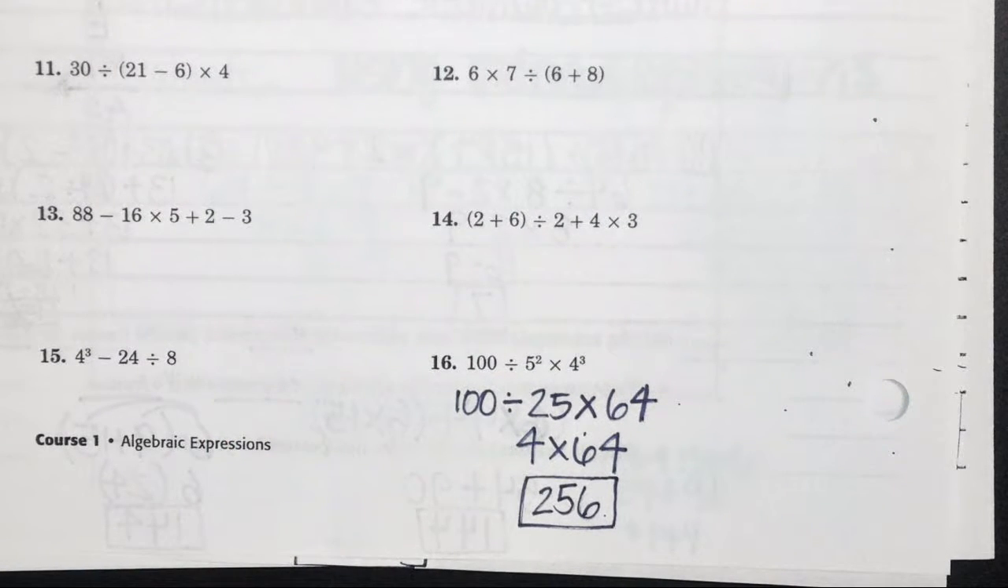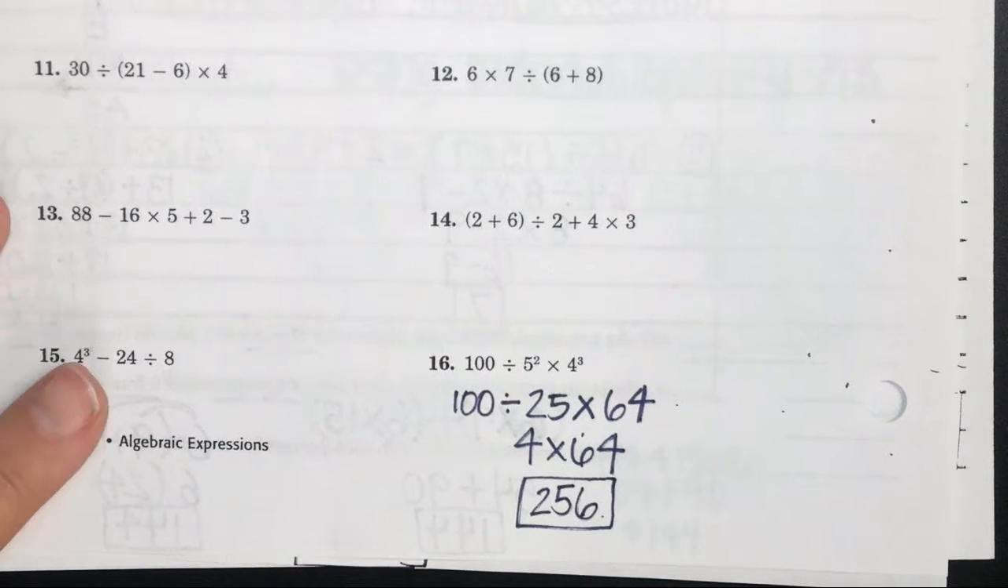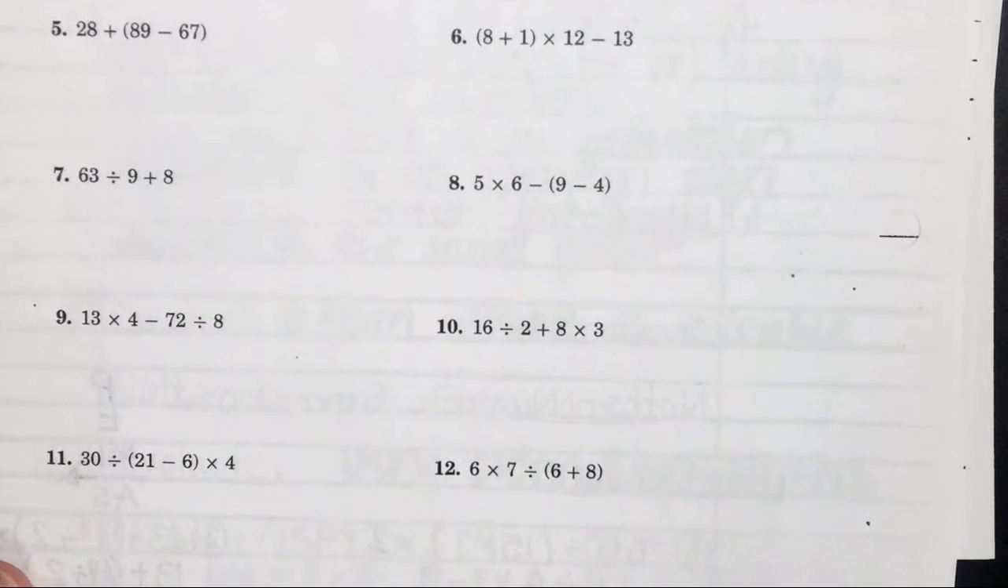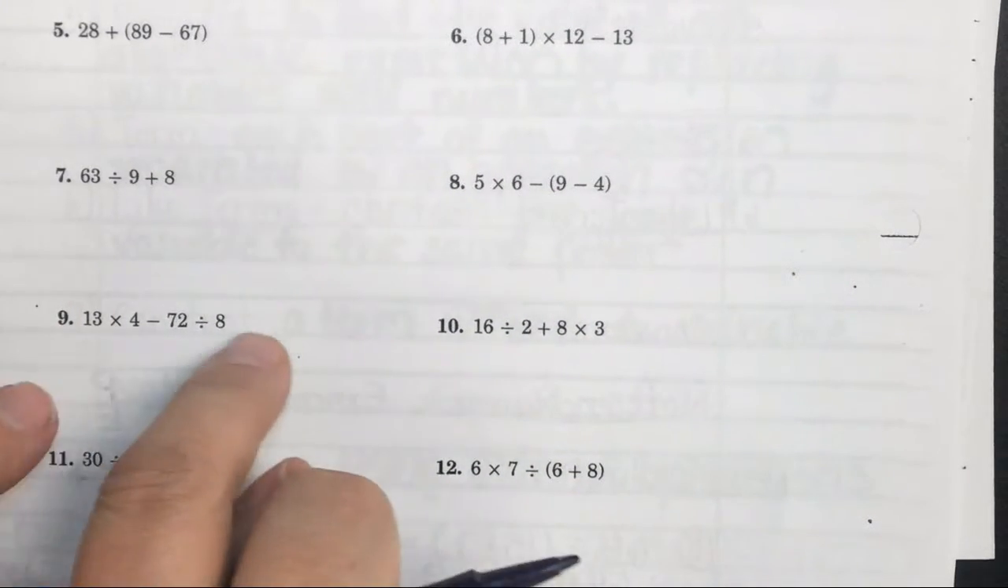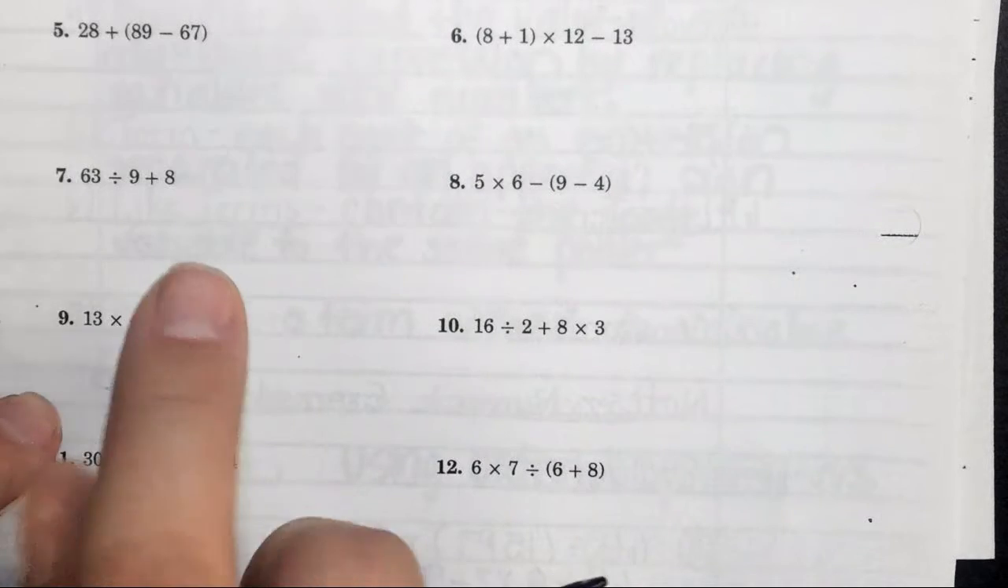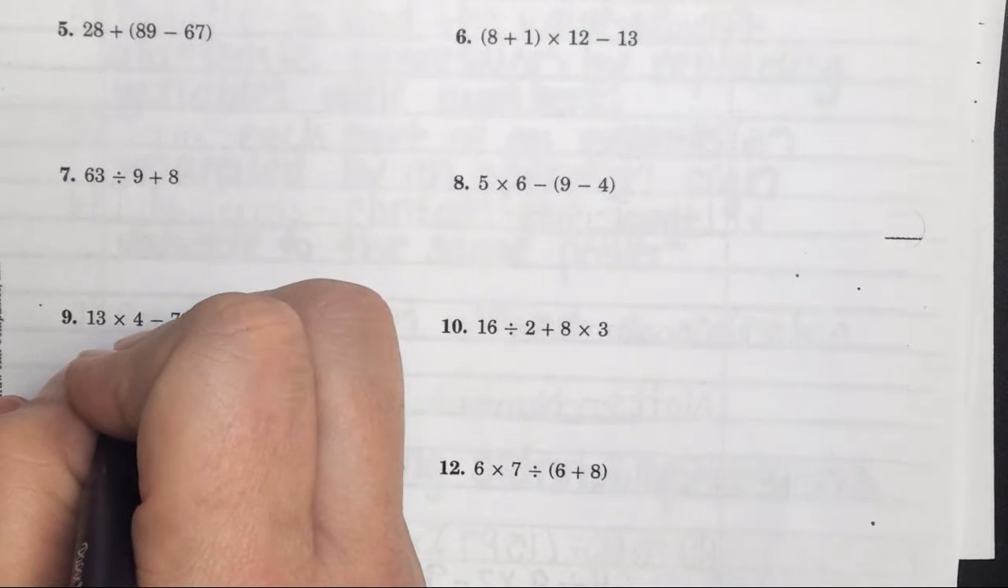So when you have the same operation, like if you have 2 times where you're multiplying, and then maybe an addition sign in the middle, look at number 9. We'll do one more together. Okay, if you look at number 9, what am I going to solve first here? 13 times 4. Okay, so that would give us 52.